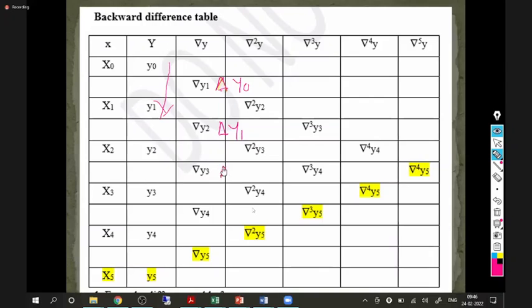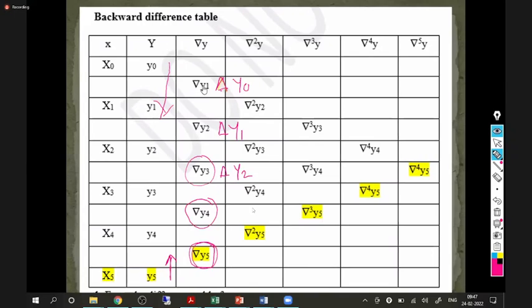But in backward differences, we start from the bottom. So y5 minus y4 is del y5. y4 minus y3 is del y4. y3 minus y2 is del y3, and so on. So the table remains the same.